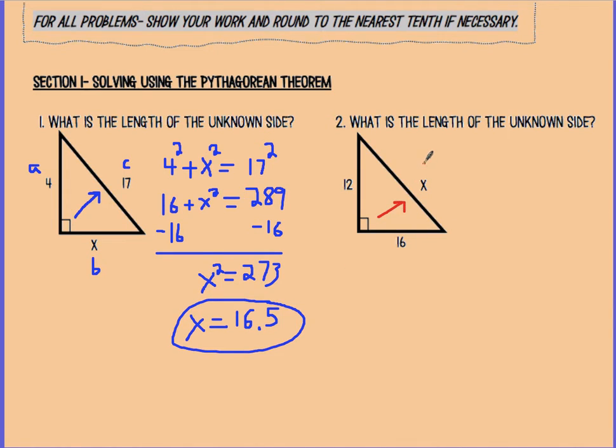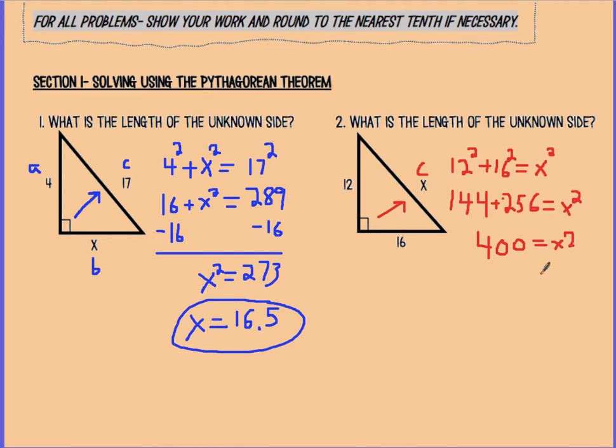Number 2, across from the right angle, this is going to be c. So when we substitute in for the Pythagorean theorem, we get 12 squared plus 16 squared equals x squared. And if you need to use your calculator for these squares again, go ahead and do so. 144 plus 16 squared, so plus 256, equals x squared. Now that 144 and 256 are on the same side of the equal sign, we're going to add them. And we get 400. Then we're going to square root that 400 to get our final answer. And it looks like we get 20.